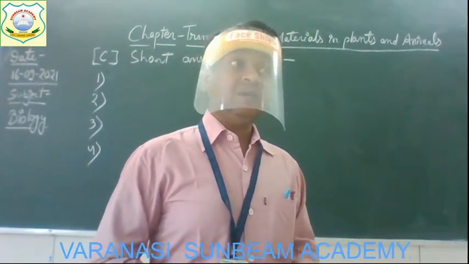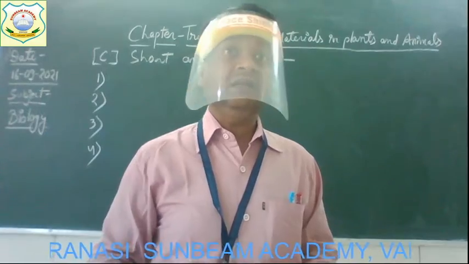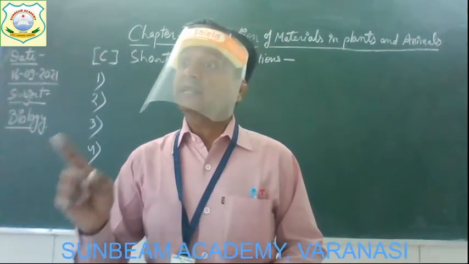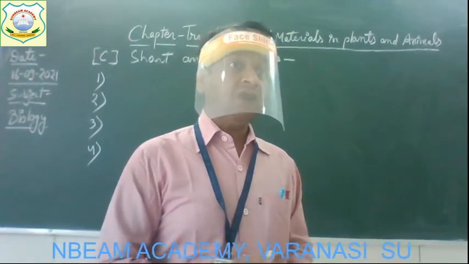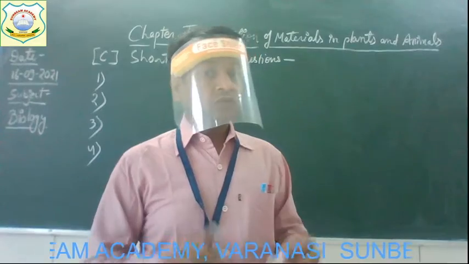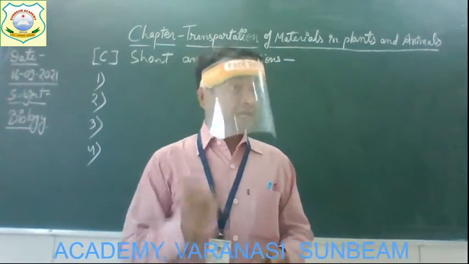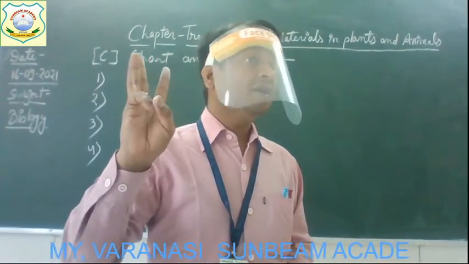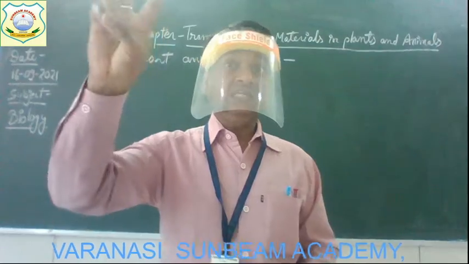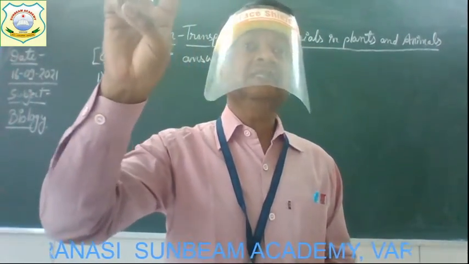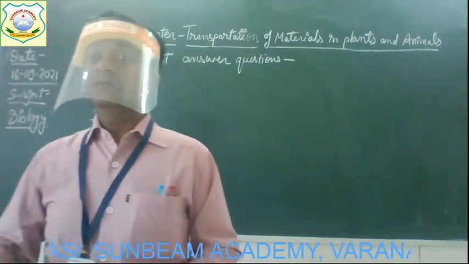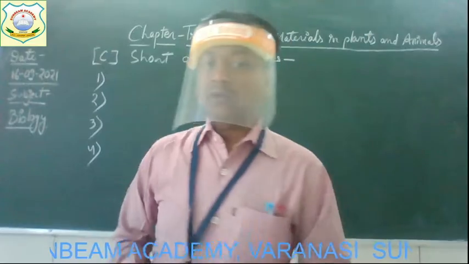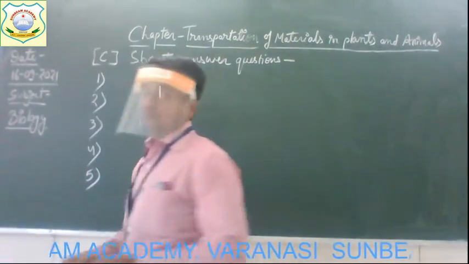In humans, which system is responsible for transportation of material? Circulatory system. And which organs constitute this system? You have to write the names of the organs also, which are involved in the circulatory system. The names of the organs are: blood, the first one; second, blood vessels; and the third one, heart. These are the three main important organs which constitute our circulatory system.